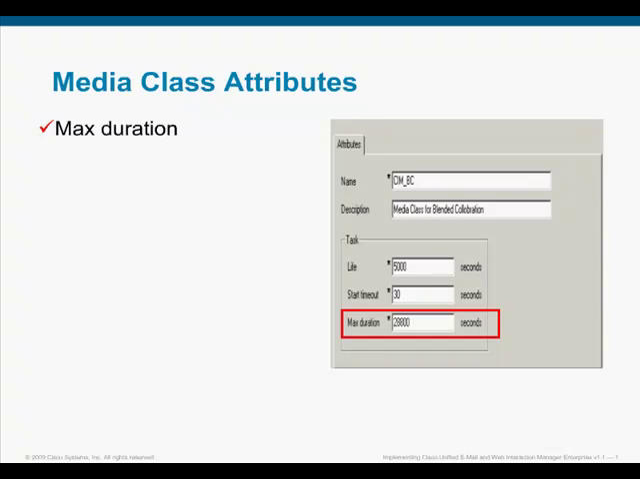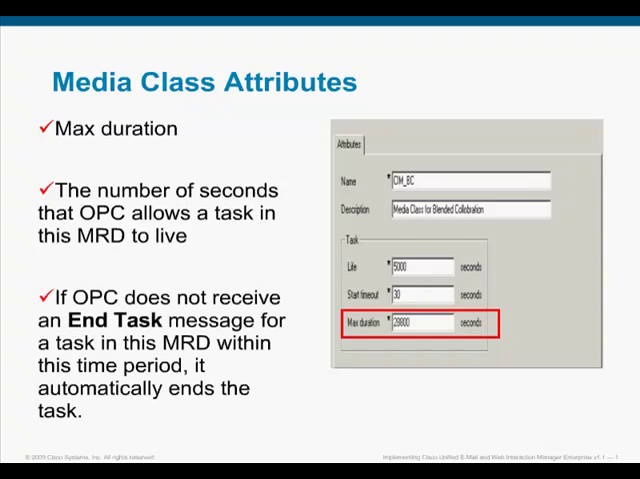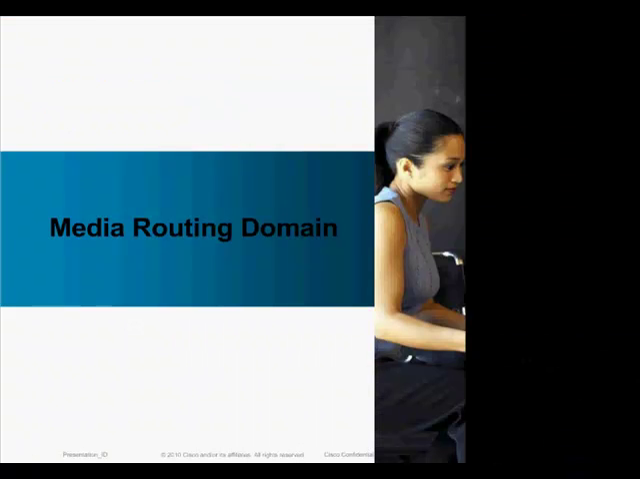The max duration is the number of seconds that OPC allows a task in this MRD to live. If OPC does not receive an end task message for a task in this MRD within this time period, it automatically ends the task. Don't confuse this with queuing. This is the total duration of the task, not just the queuing piece.